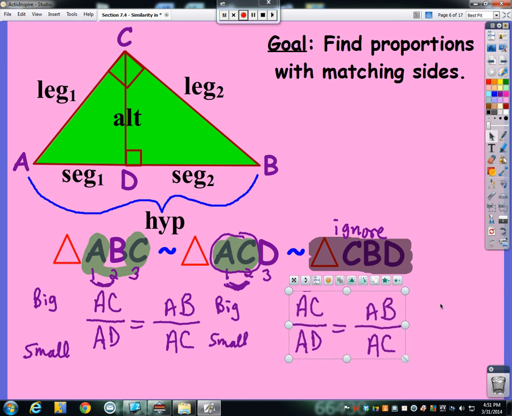So I'm going to use this as my reference guide now. So AC, this AC, it really has the name of leg 1. And AD on bottom, well, AD is segment 1. So let's get rid of AD. It was segment 1. And hey, here's AC again, and that's still leg 1. So let's erase that. There's leg 1. And AB, well, AB is the whole hypotenuse here.